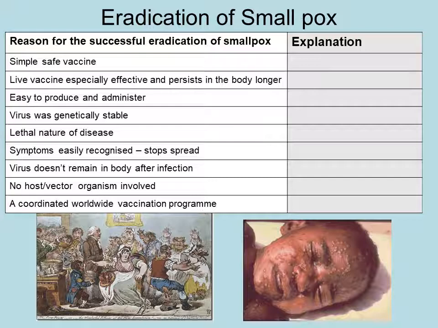How serious the disease was also encouraged people to be vaccinated. Because smallpox was so serious, everybody wanted to be vaccinated, and that generally encourages the vaccination rate. People could also identify who was affected. It's very easy to identify somebody with smallpox. So if you had an outbreak, then you could immediately identify everybody that had been in contact with them, and you could vaccinate around that group.